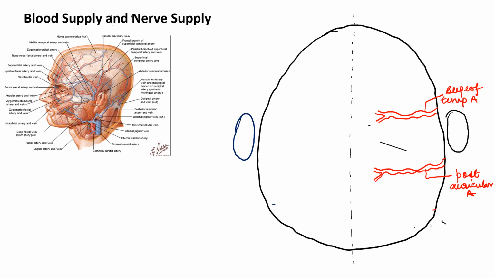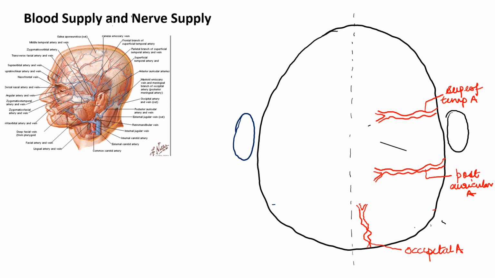And in the area of the occiput, the terminal portion of the occipital artery is seen. So all these arteries are branches of the external carotid artery. Now, what are the branches of the internal carotid artery?